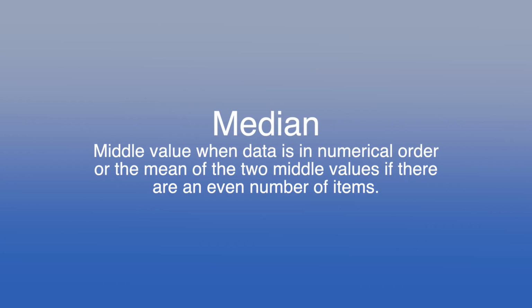The next term that I want to talk to you about is the median. There are 5 terms here today, so we're on number 4 right now. The median is the middle value when the data is in numerical order, or it's the mean of the 2 middle values if there are an even number of items. Let's take a look at some examples on the screen. We have the numbers 6, 10, 12, 15, 17. We have an odd number of items in this set. So the median is going to be the one that falls right in the middle.